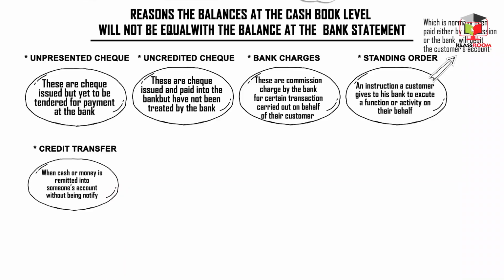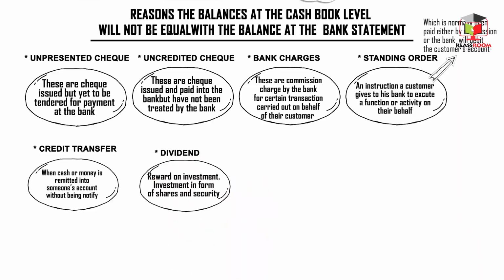We also have reasons like credit transfer, where cash or money is remitted into someone's account without being notified. I can transfer money into someone's account at the bank without informing the customer. Such a transaction only appears on the bank statement but will never occur on the cash account. We also have reasons like dividend. Dividend is simply a reward on investment in form of shares and securities, which can also appear on the bank statement but may probably not appear on the cash account.